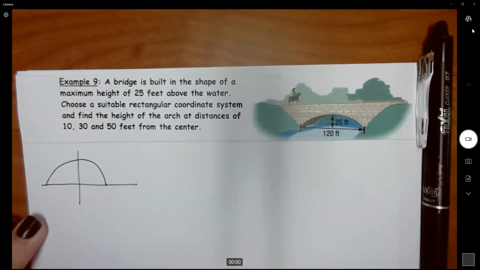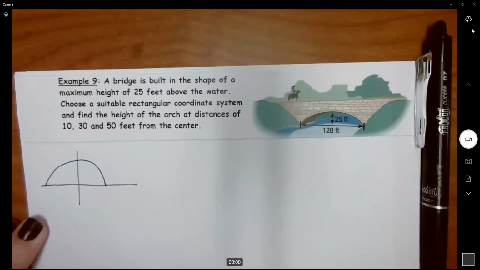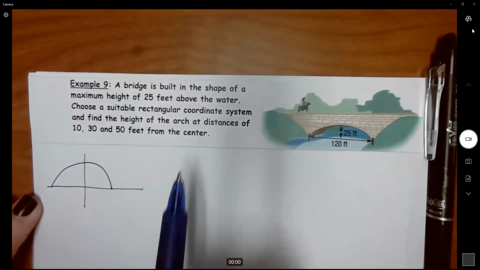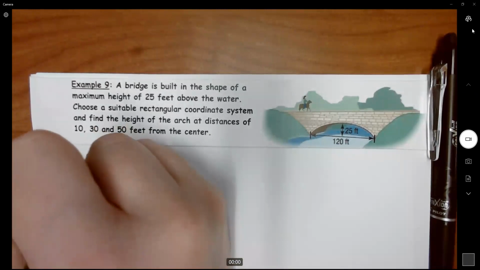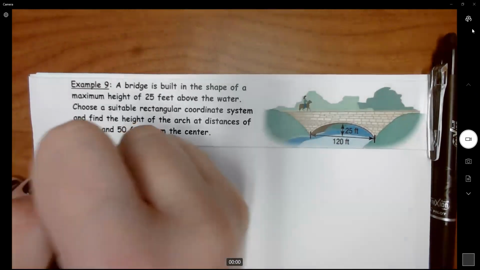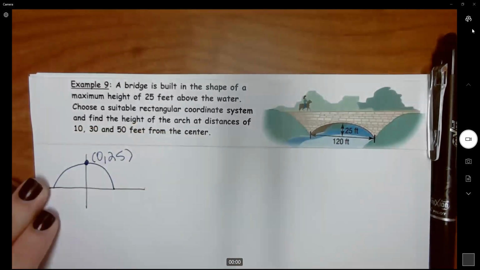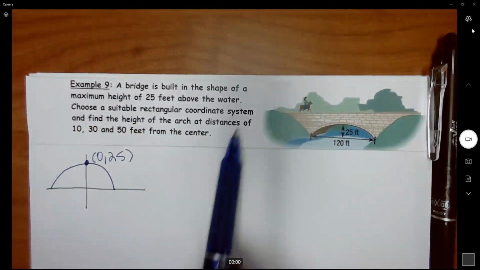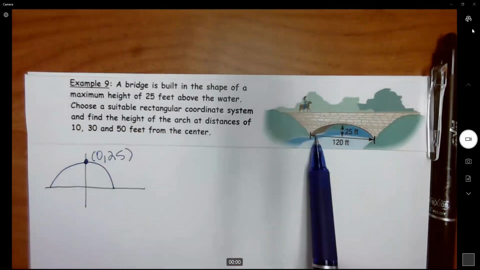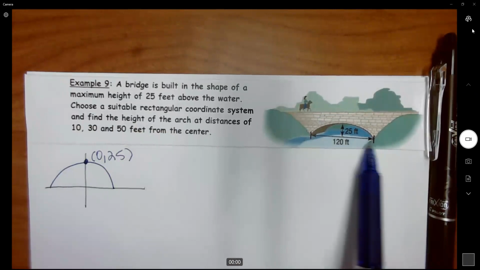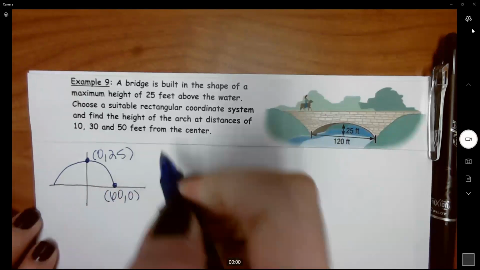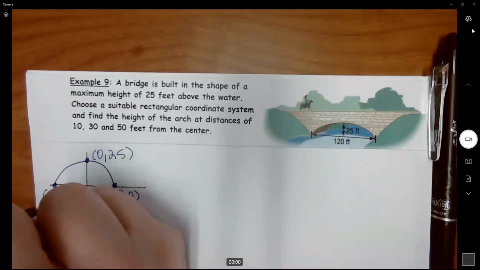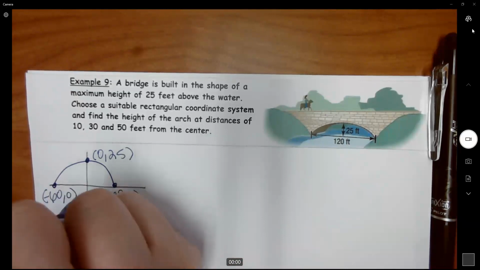and then here is my parabola or my bridge. So I know that it has a maximum height of 25 feet. So this ordered pair then would be (0, 25). And it doesn't say here, but it does show here that my bridge is 120 feet across. So that means this ordered pair would be (60, 0). We really don't need this one, but this is (-60, 0).